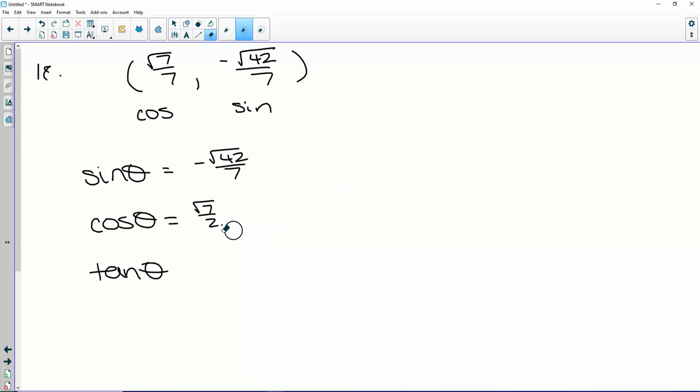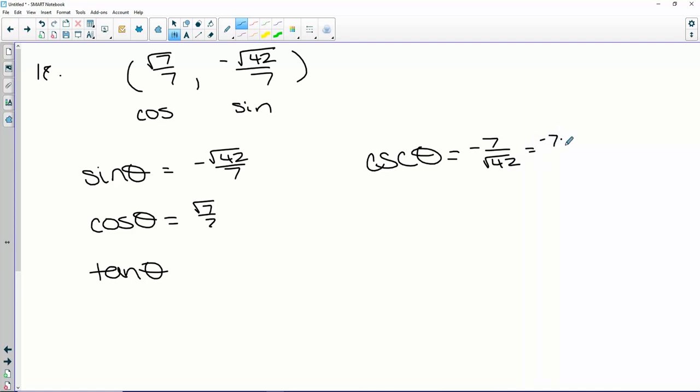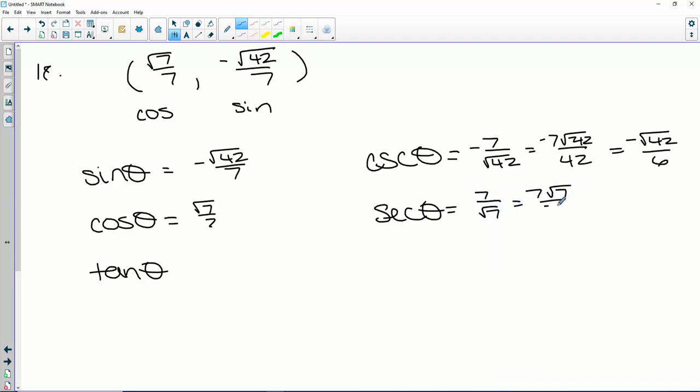And if we have those, we can get secant and cosecant. So reciprocal of sine is cosecant. If you flip it, multiply radical 42 on top and bottom, and reduce to negative radical 42 over 6. Reciprocal of cosine is secant. So if you flip your cosine, you get 7 square root of 7 over 7, or just the square root of 7.